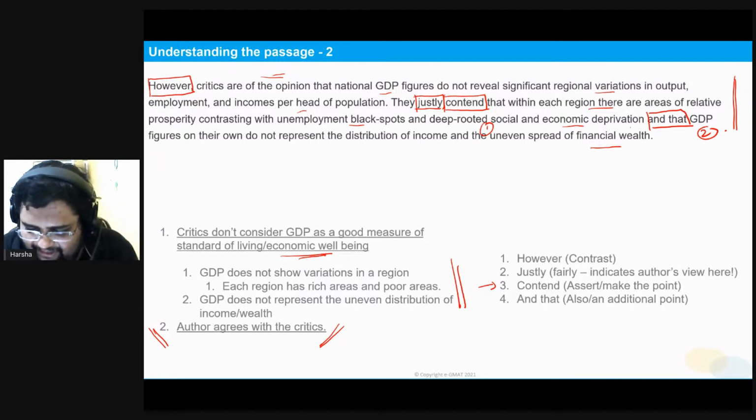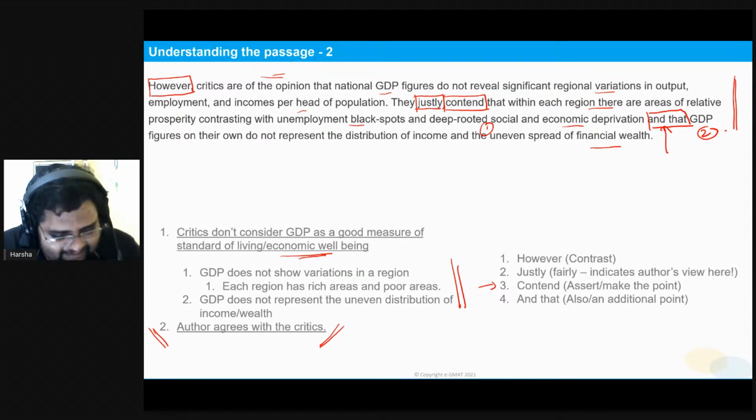However, justly, content, and that, they're all telling you something about the structure. Think about "and that." You're getting something about how the author has structured it, right? He wanted to tell you that there is this additional point. So that's point 2. Just by focusing on that, you can understand the author's intent beautifully. Think about answering your answer choices with this level of understanding.